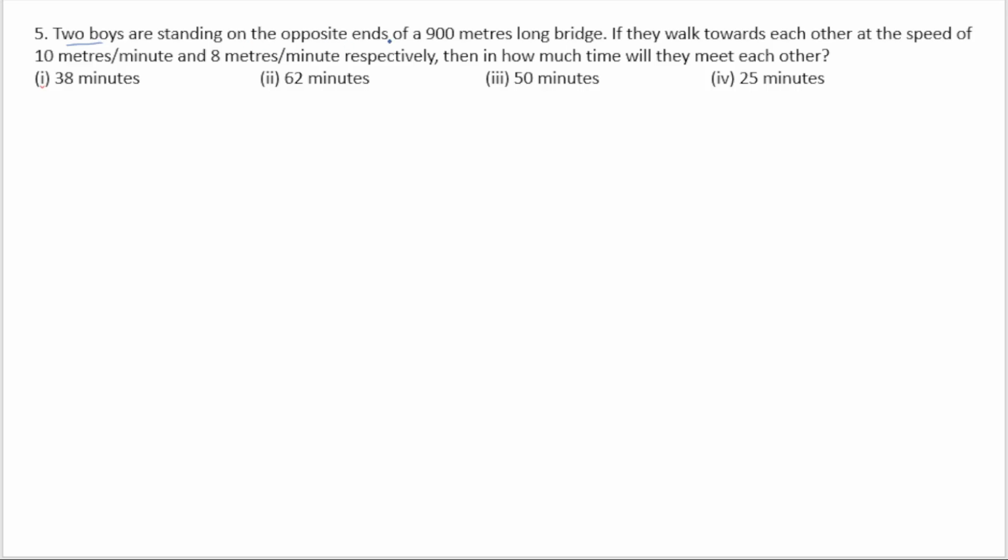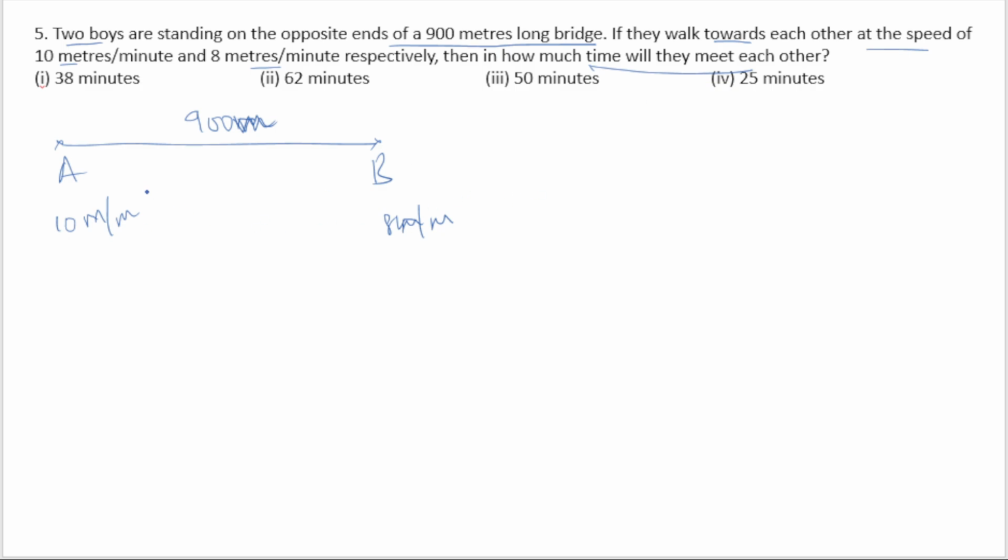Two boys are standing on the opposite ends of a 900 meters long bridge. See, this is a 900 meters long bridge, point A and point B. And the distance between these two is 900 meters. This is a bridge. If they walk towards each other at the speed of 10 meters per minute and 8 meters per minute. See, two boys. One boy from point A is walking with the speed of 10 meters per minute and another boy from point B is walking at 8 meters per minute. Then in how much time will they meet?